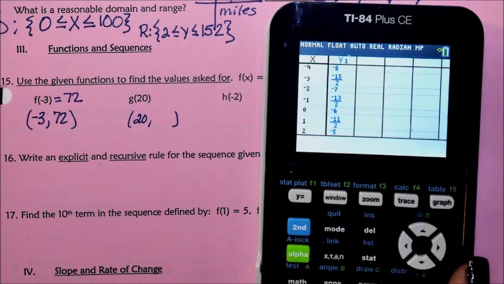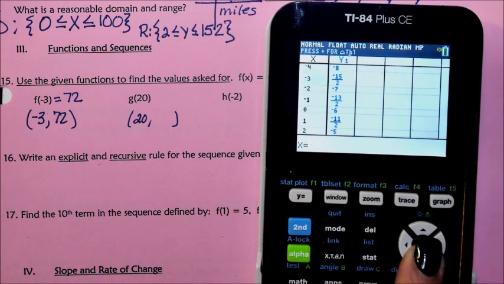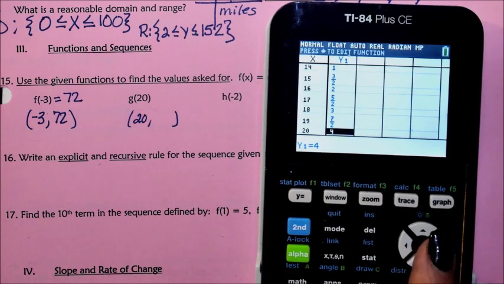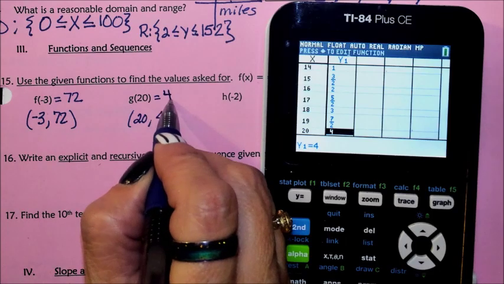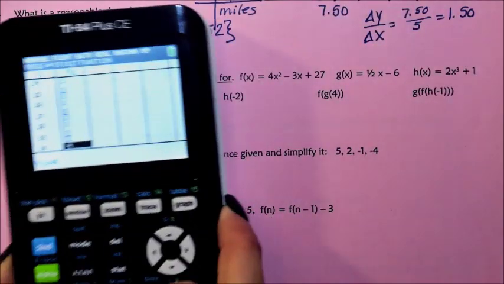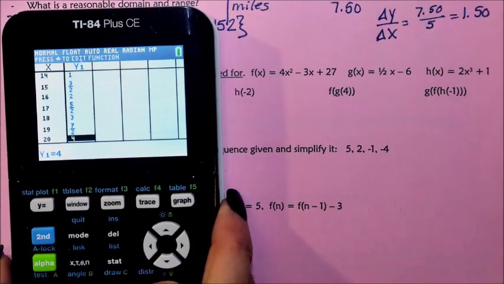Alpha y equals, you get 4. So that is 4. All right, now we need h of negative 2.